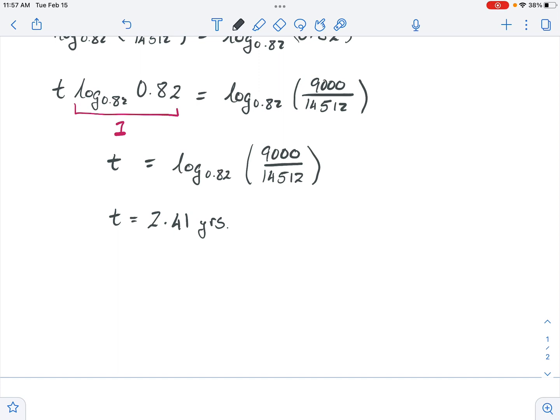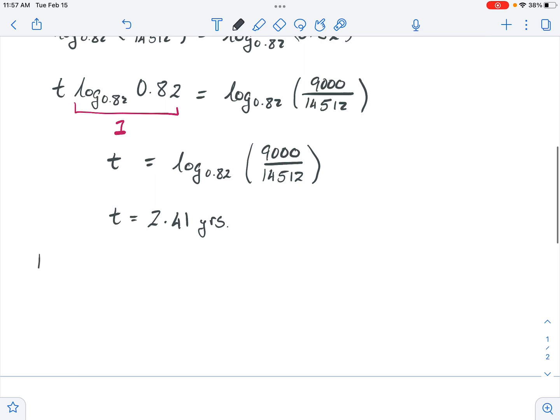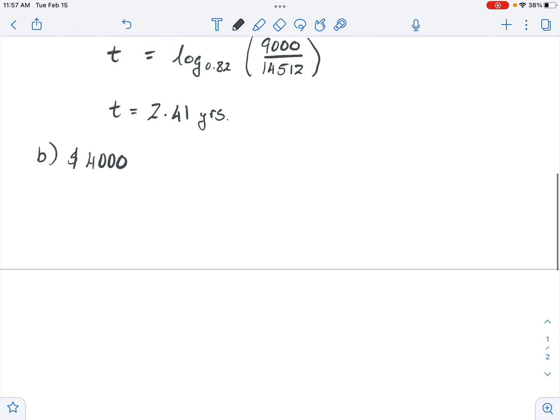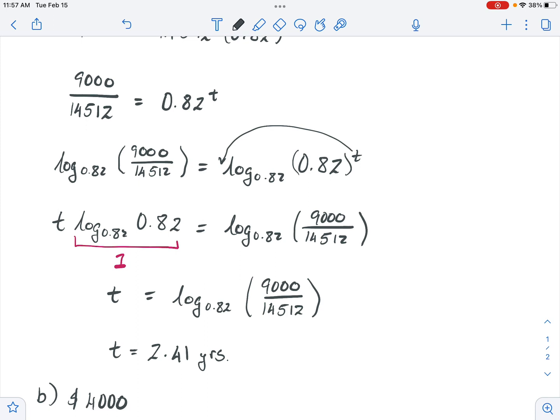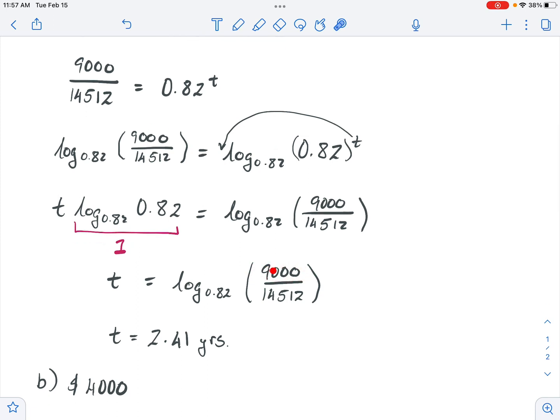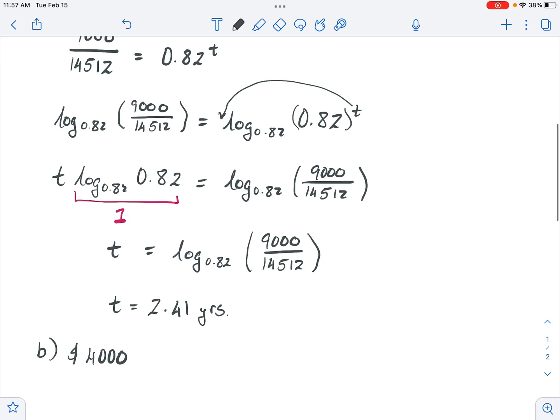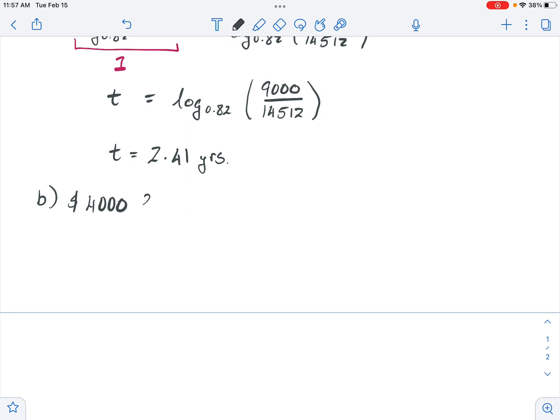I'm going to just do one more using the same function. According to the model, when will the car be worth 4,000? So let's do another part here. Well, it's the same equation. The only thing that's changed is I have now gone from 9,000 here to 4,000. I can just replace that with 4,000, and everything else is exactly the same. So when will it be worth 4,000?